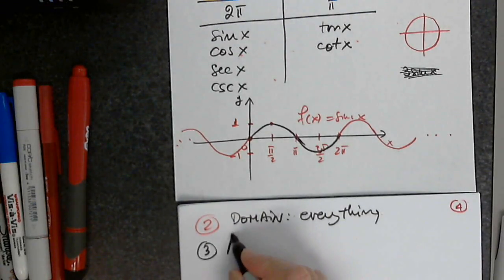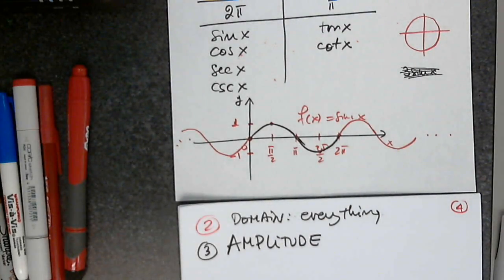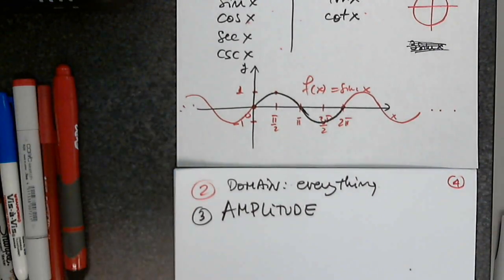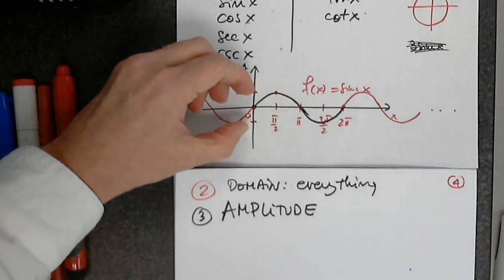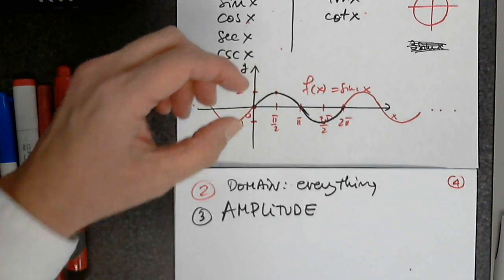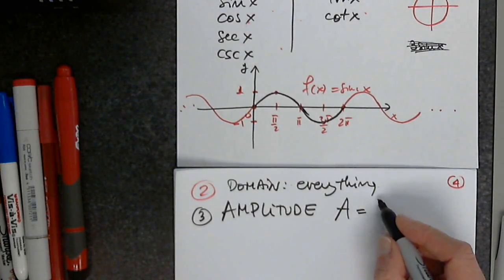Number 3, something that is called amplitude. The amplitude is the difference between the maximum and the minimum divided by 2. Or I should say the distance between maximum and minimum divided by 2. So let's come back. What is the distance between -1 and 1? How many units between -1 and 1? 2. Divide that by 2. The amplitude is always the number in front of sine.